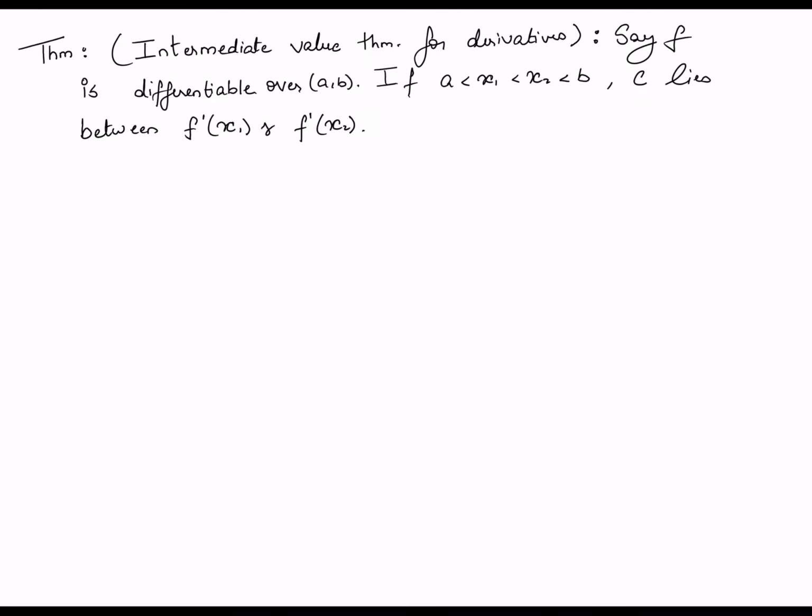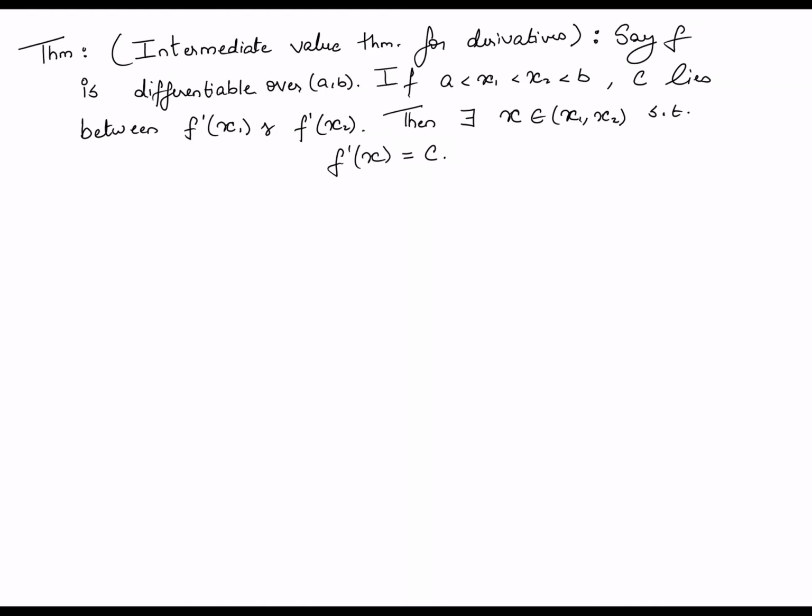Okay, so x1 and x2 are just two points on this interval a to b, and let's say that their derivatives take different values. So f prime of x1 is different from f prime of x2, and c is some value that lies between these two. Then there exists, let's say, x between x1 and x2 such that f prime of x is equal to c.